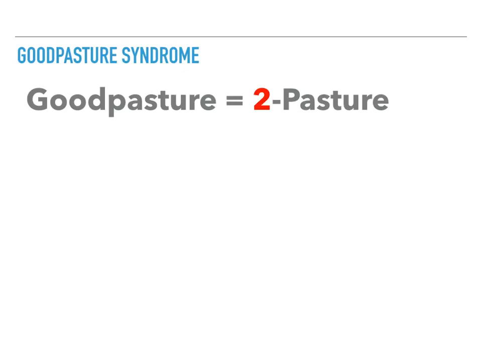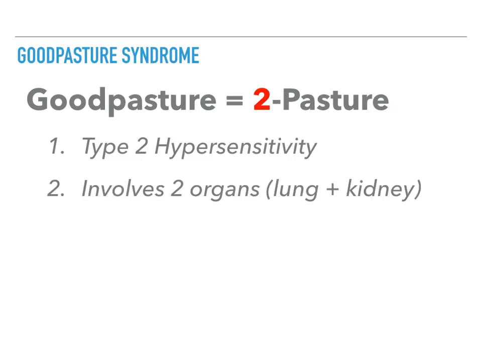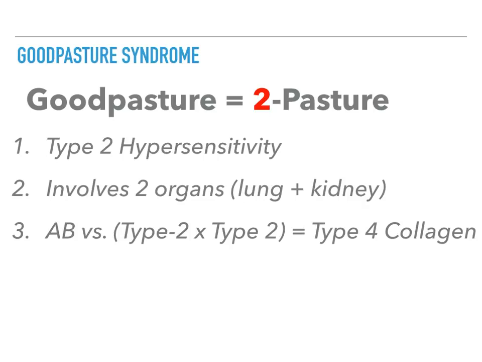And just like we talked about one that was all about threes, Goodpasture is all about twos. It's a type 2 hypersensitivity reaction. It involves two organs, the lung and the kidney. So if they give you a patient in a vignette who's coughing up blood, whose creatinine is through the roof and is showing signs of kidney failure, you're thinking to yourself immediately, well, this might be Goodpasture. In addition, these are antibodies versus type 4 collagen. So what you want to think about is a type 2 times a type 2 gives you type 4, because we're sticking with this theme of twos here.